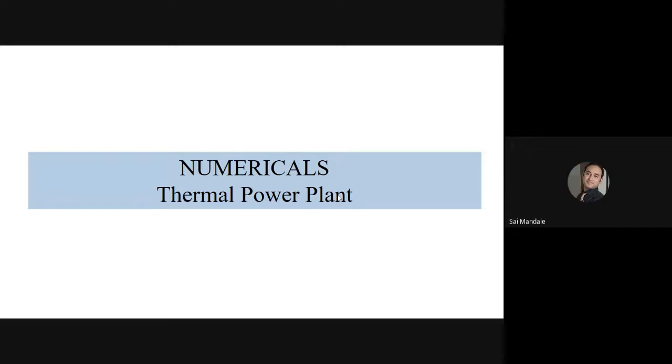Steam turbine is connected to generator. Steam coming out from the turbine is given to the condenser. Very good. Then condenser is connected to water tank. Then water tank is connected to pump and it is again recirculated.